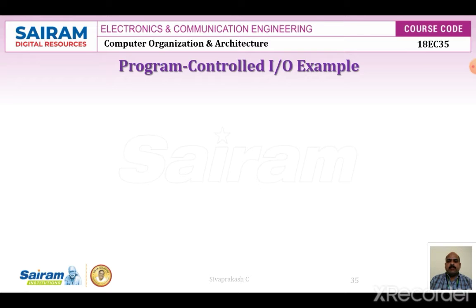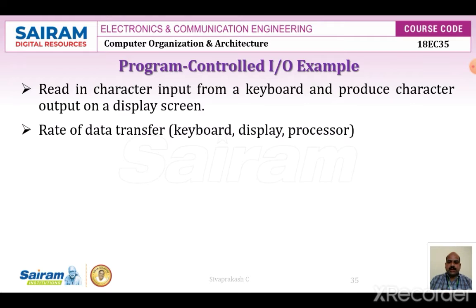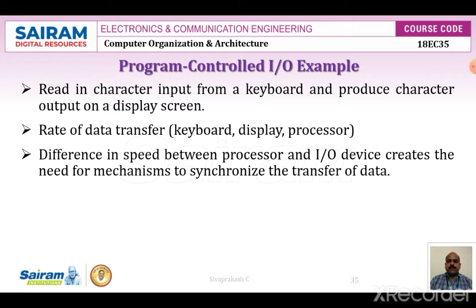So here we are going to deal with one thing called a program control example. Read in a character input from a keyboard and produce a character output on a display screen. The rate of transfer of data from the keyboard to the processor, as well as from the processor to the display, is called execution time. The difference in speed between the processor and IO devices creates the need for a mechanism to synchronize the transfer of data.